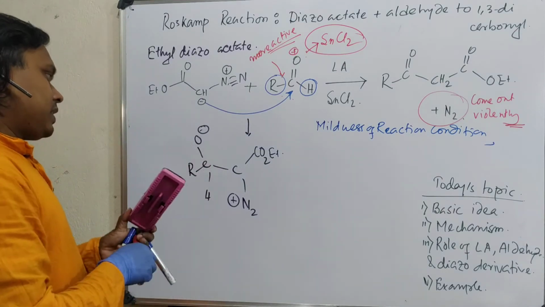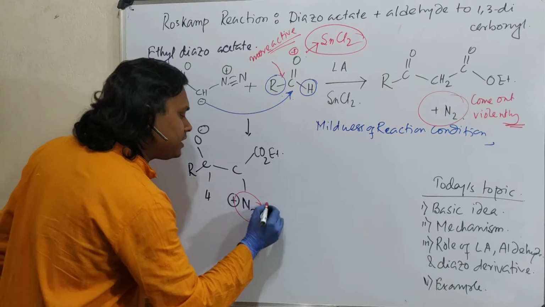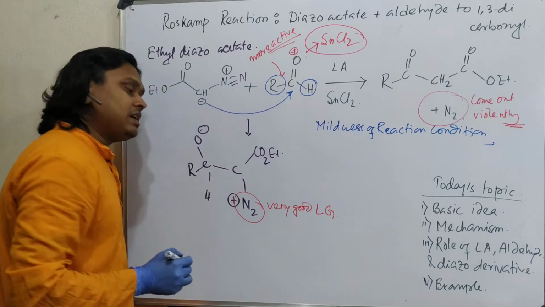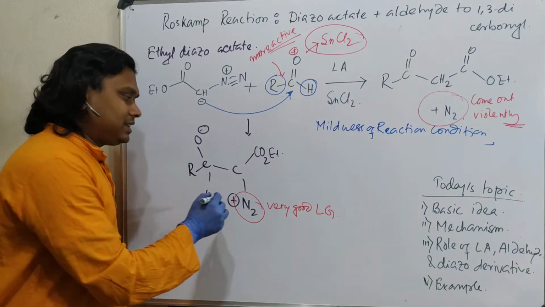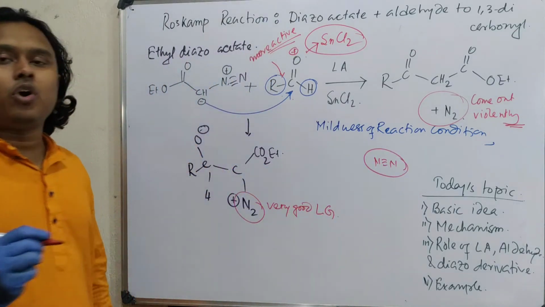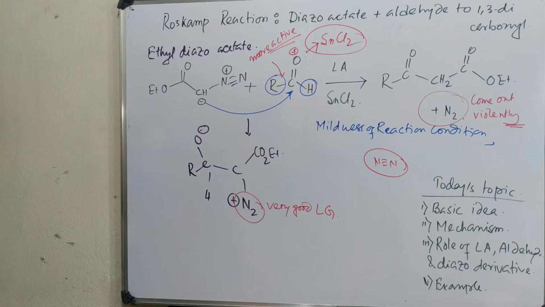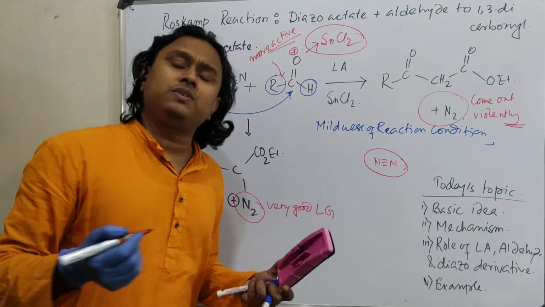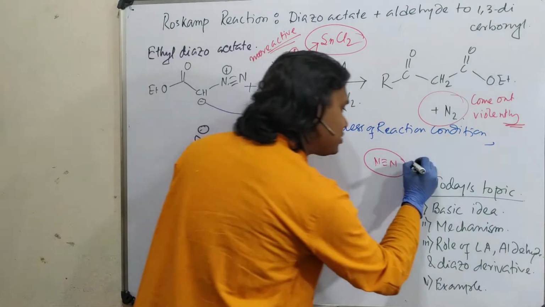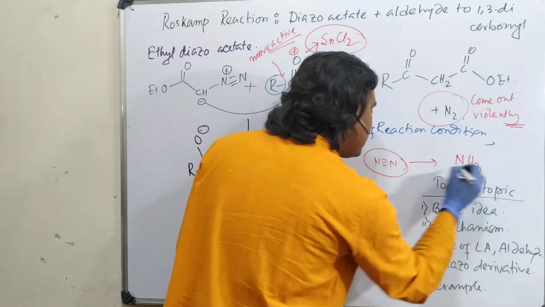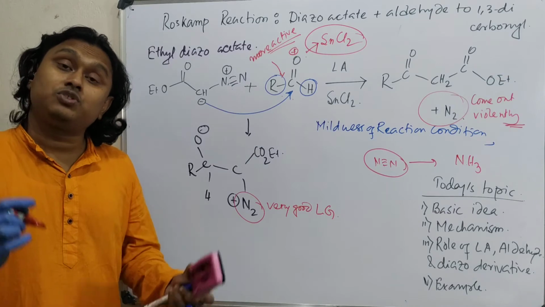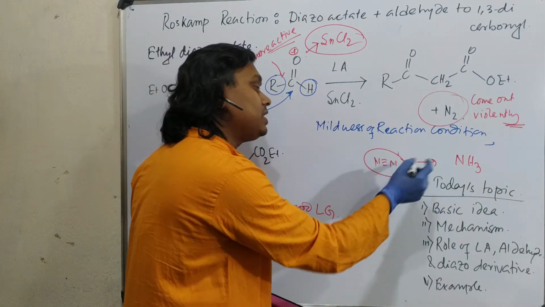Now see, this is actually a very good leaving group. Why? Because N2 is a gas molecule. Another thing, the nitrogen triple bond is very stable, and you have observed this previously in the Haber process. Why is the Haber process so difficult? Why is ammonia preparation so difficult? Because in converting nitrogen to ammonia, you are breaking the triple bond, those sigma and pi bonds, which is very energy consuming. That's why it was very difficult to convert nitrogen into ammonia.